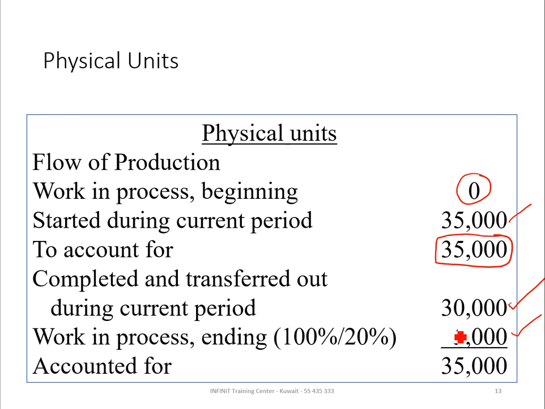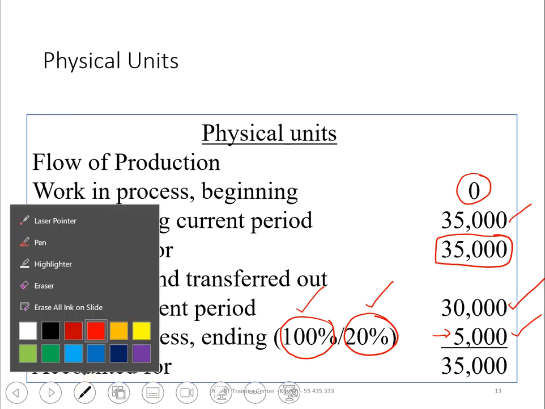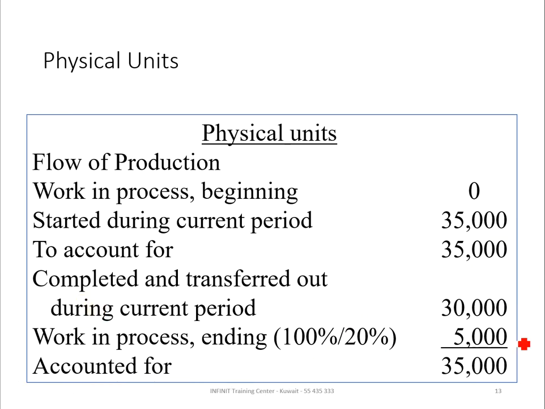So here it is mentioned for this 5,000, 100% and 20%. This we will discuss later. Just note that 100% and 20%. This is actually denoting 100% of the material added for this 5,000 and only 20% of the conversion cost added to these 5,000 units. But now we are not discussing that. We are just looking at the physical units. So 30,000 transferred out, 5,000 I have. So this is matching, right? As per our formula, this has to match.